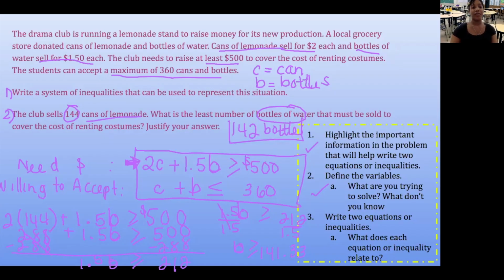Alrighty, that was question 1 and 2. Make sure that you take a second to get this down.